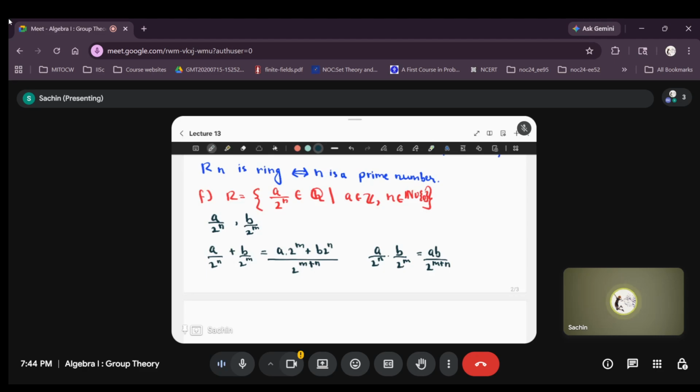Additive identity 0, you can write it as 0 by 1, which is 0 by 2 to the power 0. 1 is 1 by 1, which is 1 by 2 to the power 0. They both belong to R. The rest of the properties are easy to verify. So it is a ring.